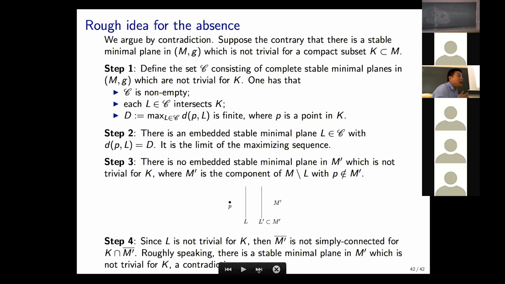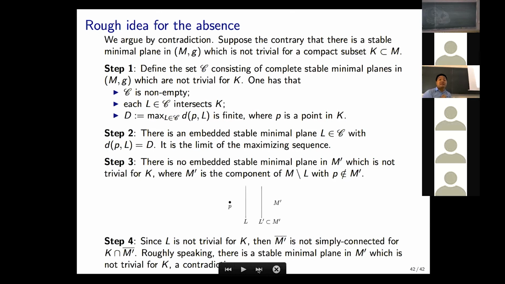We argue by contradiction. We suppose that there is a stable minimal plane in M which is not trivial for some compact set K. So step one, we consider the set whose elements are complete stable minimal planes in M which are not trivial for K. This set is non-empty, and each element in this set intersects K. We define the distance D from one point P to L, where L is one element in this set. This distance D is finite because each L intersects K, and K is a compact set.